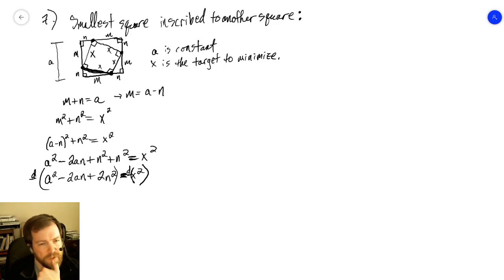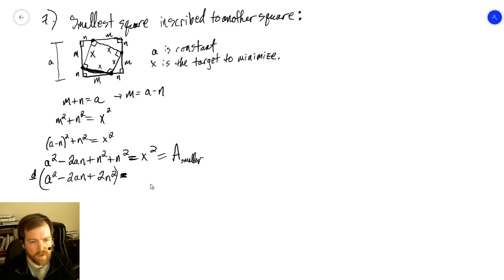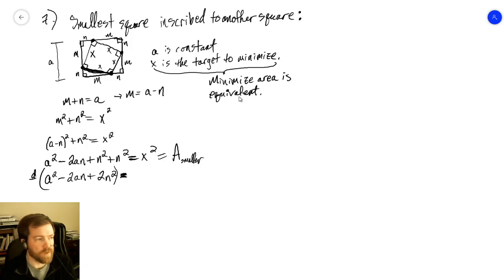All right, you know what? Yeah, let's make this a smaller. And that way we're just minimizing the area. In the case of a square, whether you're minimizing the area or you're minimizing the side length, it's not going to matter, it's the same thing.